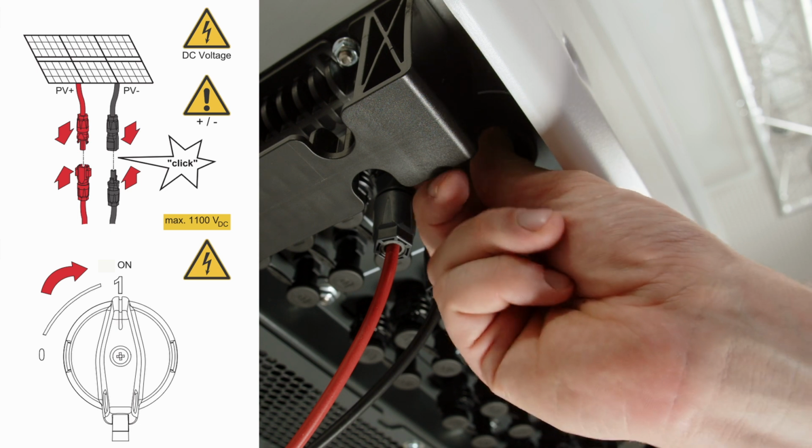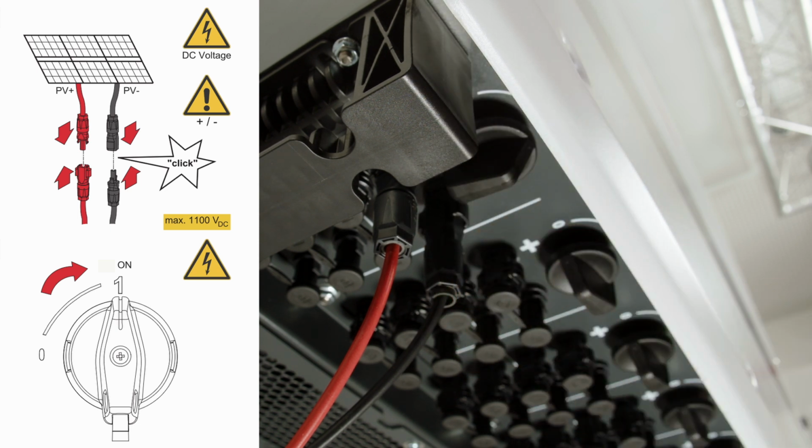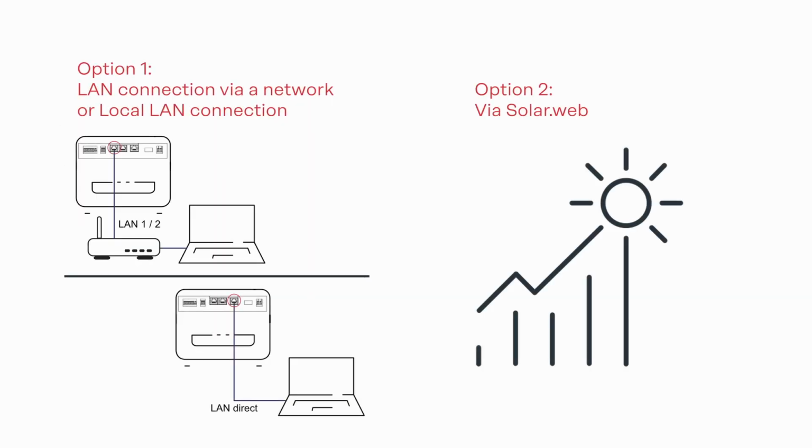To update the Argeno, first ensure that the Argeno is supplied with AC and DC power on at least one string. An update can be performed in two ways, locally via the network or via SolarWeb.